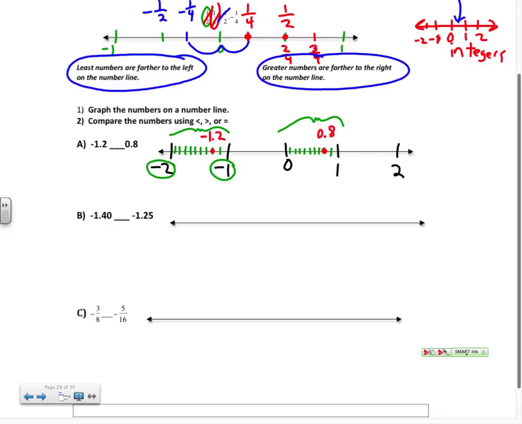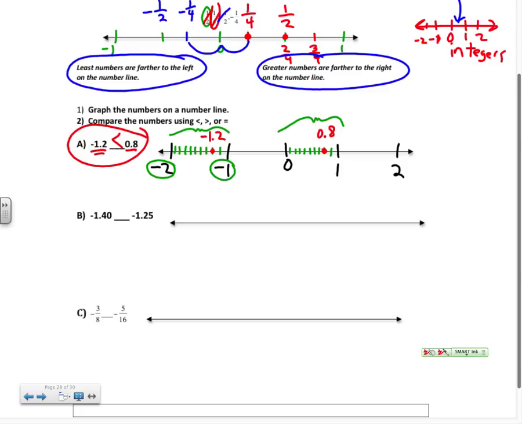And I can see since negative 1.2 is to the left of 0.8, negative 1.2 is less than 0.8. Now you could have looked at this number and said, well, a negative is always going to be less than a positive, so we don't really need to graph it, but I do want you to get a feel for where it is on the number line.